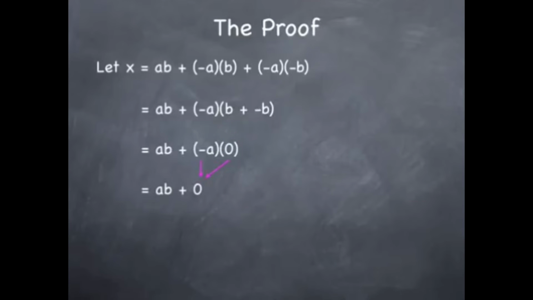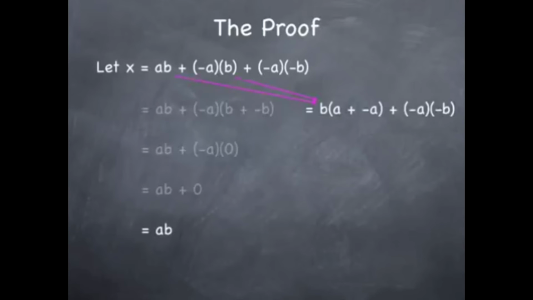So we get a times b plus negative a times 0. Anything times 0 is 0. So we get a times b plus 0, which is a times b. So it turns out our long expression for x is actually a times b. We can take the same expression for x and simplify it in a slightly different way.